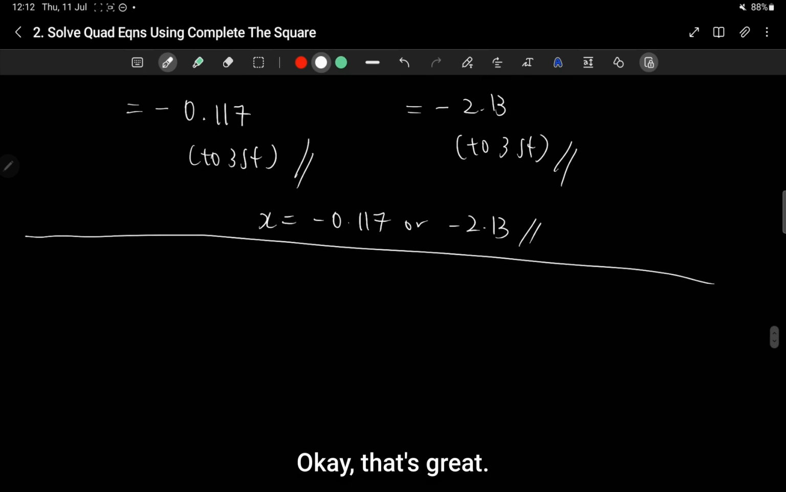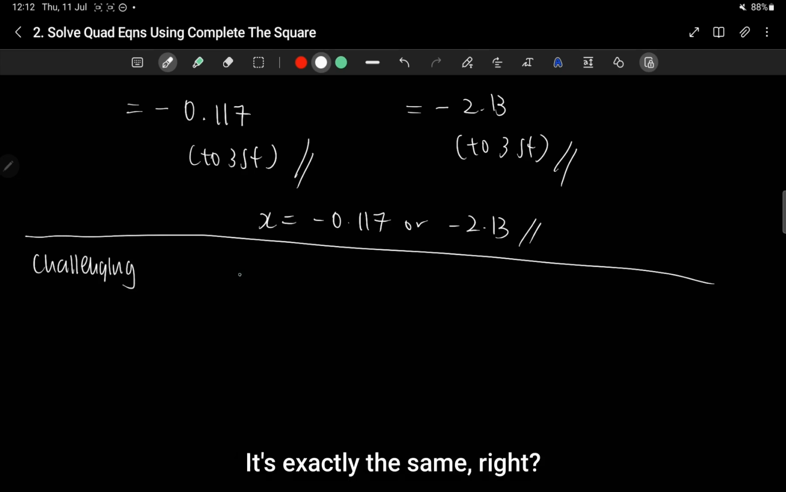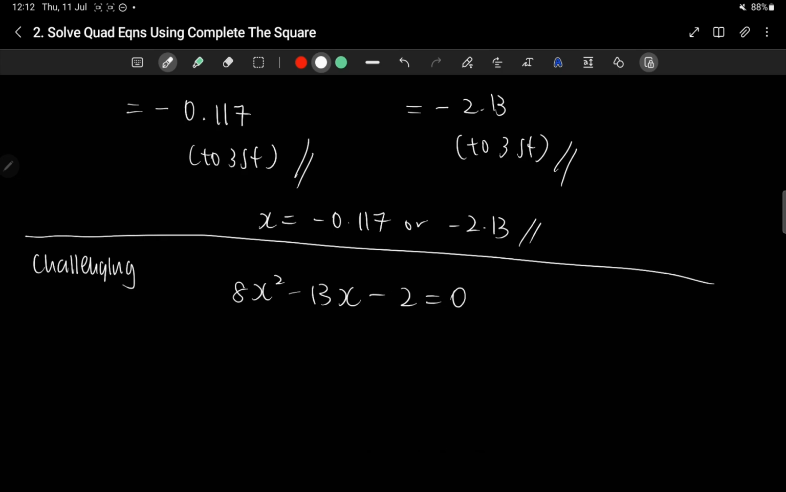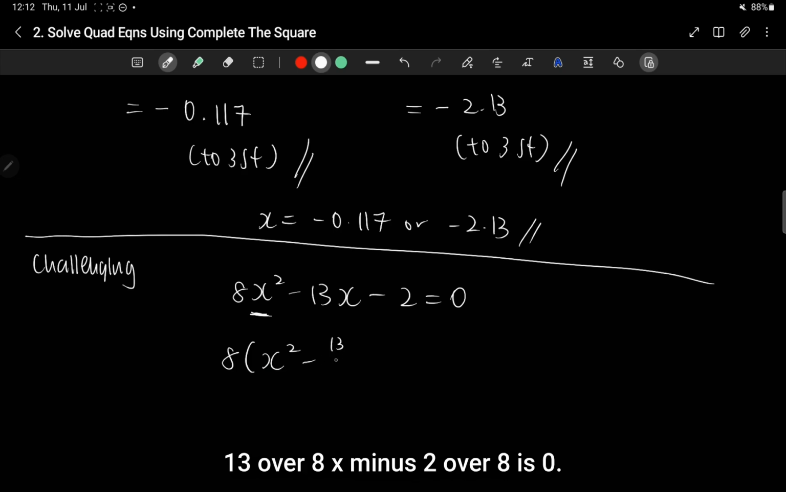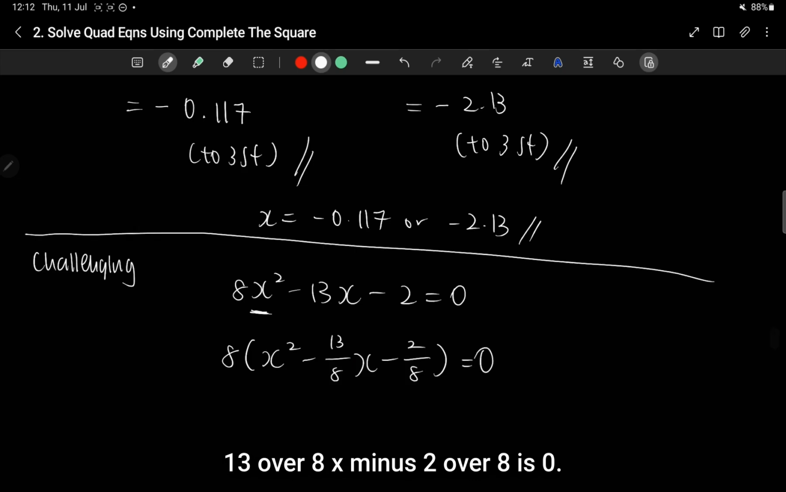Okay, that's great. Now on to the last question, which is your challenging question. It's exactly the same, right? Just rinse and repeat the steps and you'll be fine. So first thing, make the coefficient of x squared 1. So 8 bracket x squared minus 13 over 8 x minus 2 over 8 is 0.